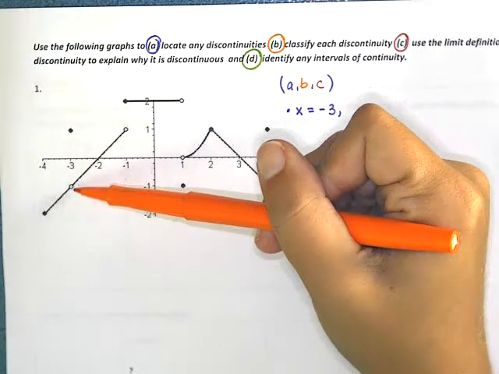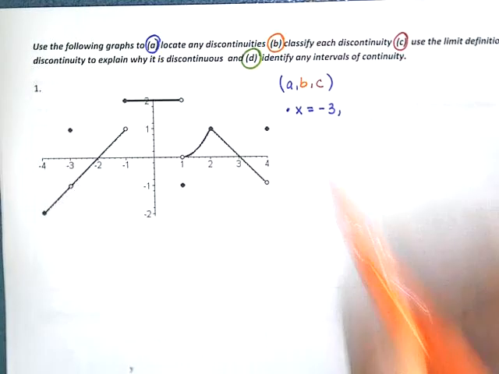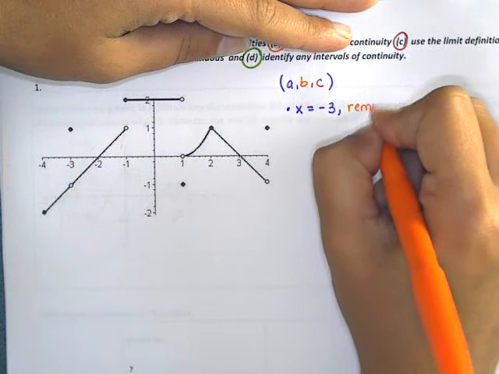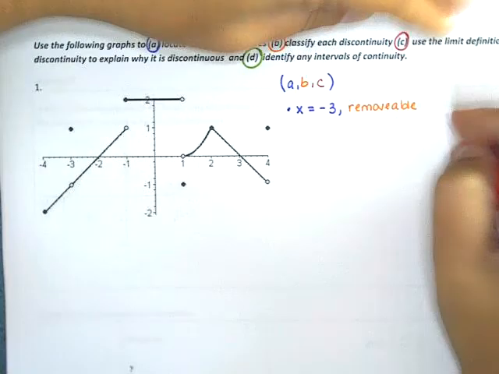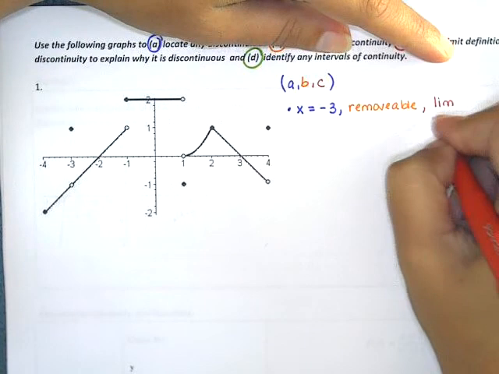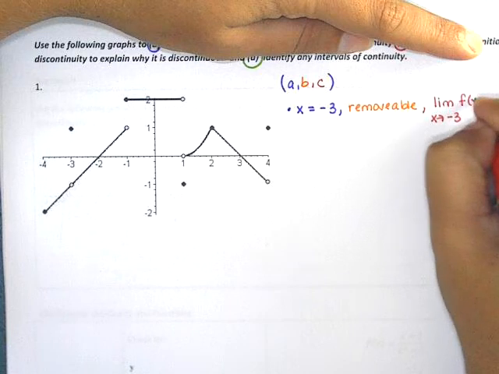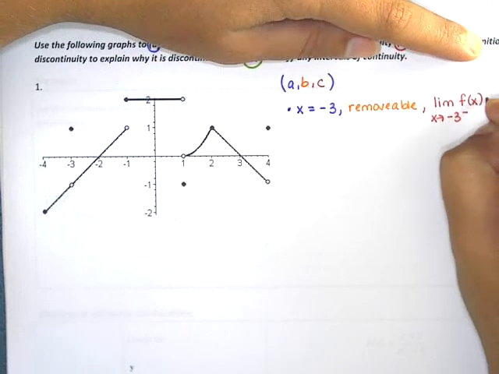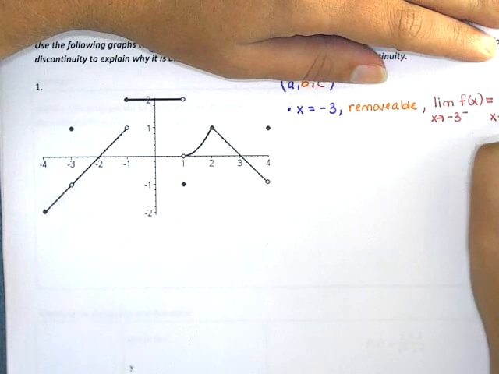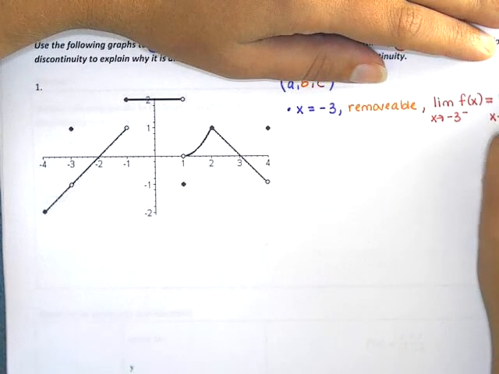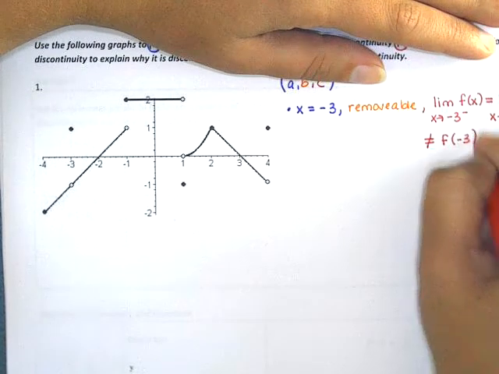Because this is a hole, and it's not jumping from one section of the graph to the other one, we would call that a removable discontinuity. And we would say that the limit as x approaches -3 of f of x from the left is equal to the limit as x approaches -3 from the right, but it is not equal to f of -3.